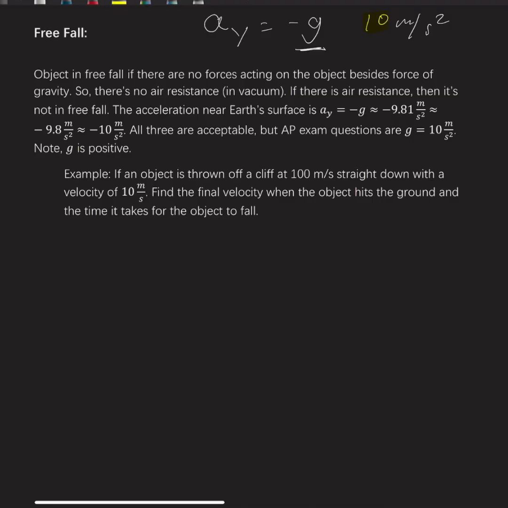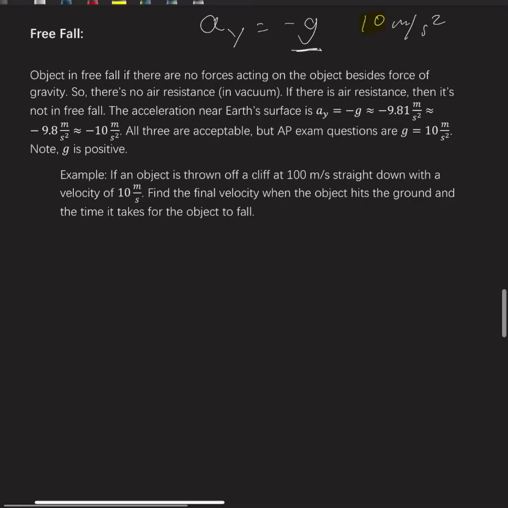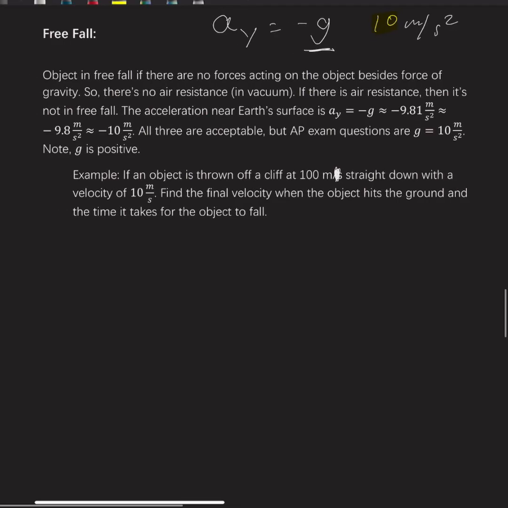Okay, let's talk about an example. If an object is thrown down a cliff at 100 meters, straight down with a velocity of 10 meters per second, find the final velocity when the object hits the ground and the time it takes for the object to fall. Okay, so let's calculate. Let's list the givens. Delta y is equal to negative 100 meters because it's going down. Initial velocity is equal to negative 10 meters per second.